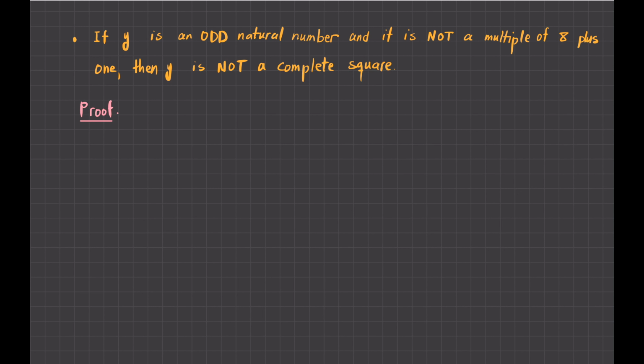Okay, the last thing that I want to show is the following. If y is an odd natural number and it is not a multiple of 8 plus 1, then y is not a complete square. Again, I want to prove this using proof by contradiction. Assume that this is not the case, and y is a complete square.